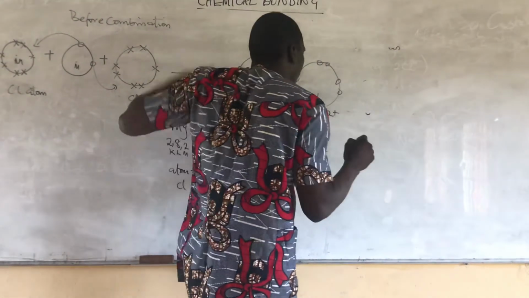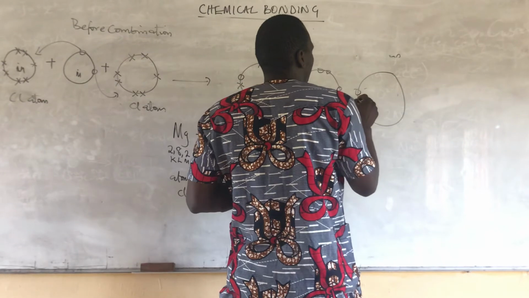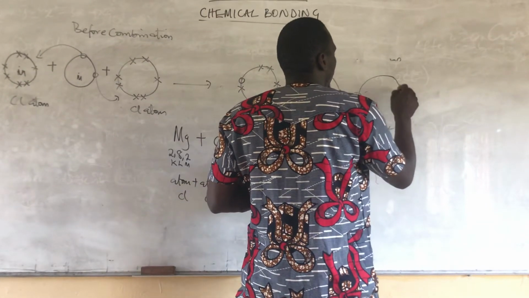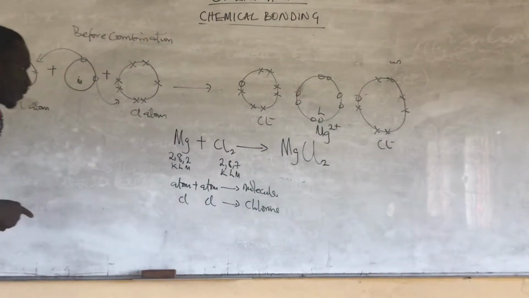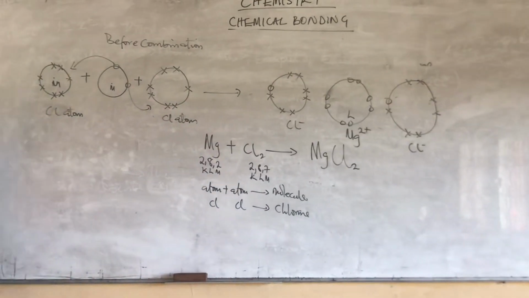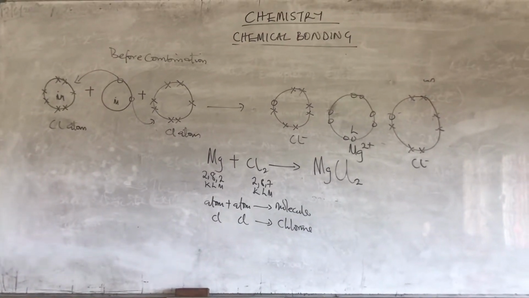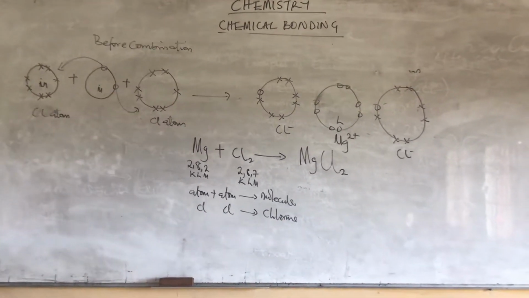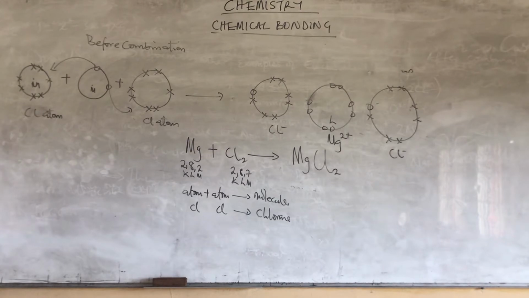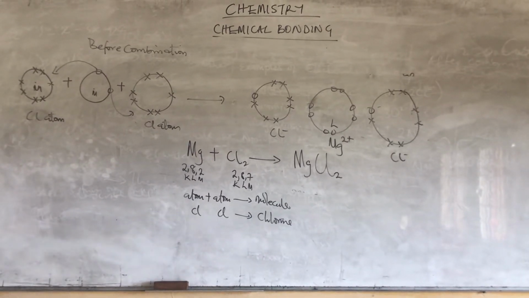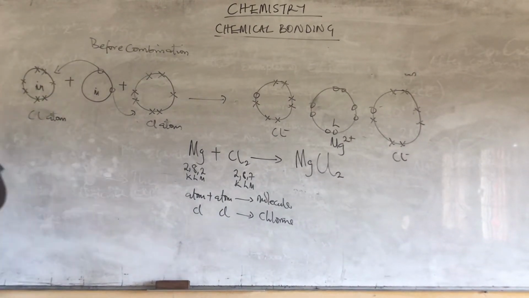Having lost these 2 electrons in the outermost shell, then a chlorine also, which has benefited from the transfer of electron, so then we have a stable compound of magnesium chloride as a result of transfer of electron from magnesium to chlorine.